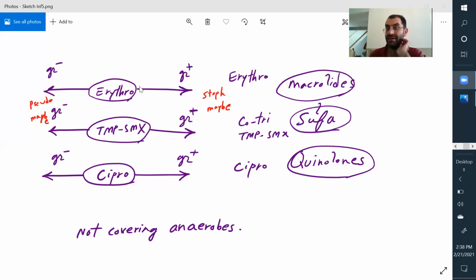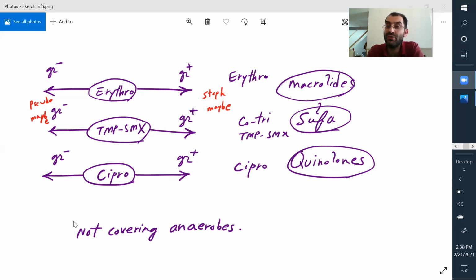Gram-positive coverage, yes. Gram-negative coverage, yes. What about nasty gram-positive staph? Maybe. What about nasty gram-negative pseudomonas? Maybe. What is the weak point? Not covering anaerobes. That's the weak point. Not covering anaerobes. That is the hint, that is the tip.